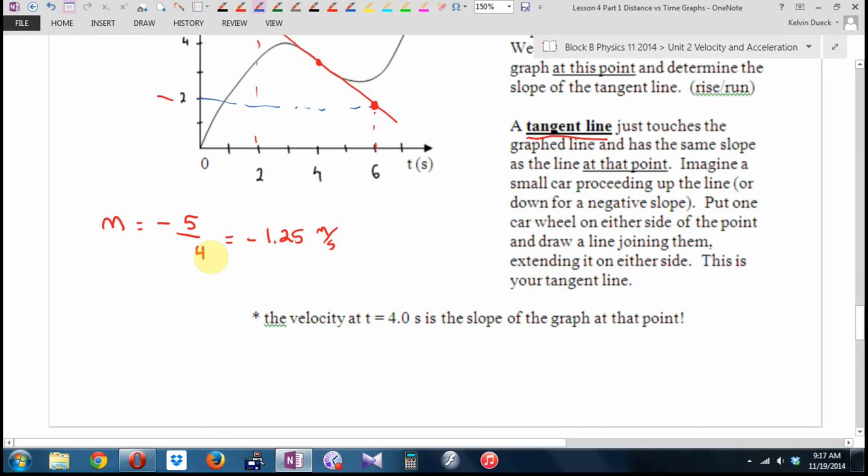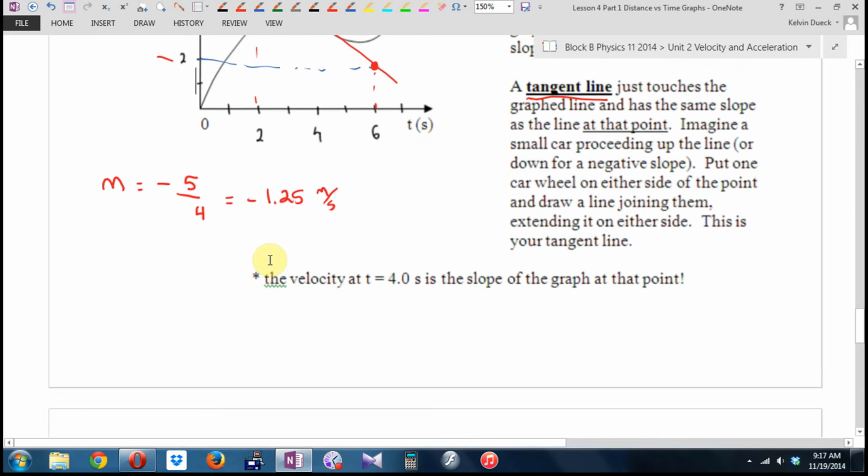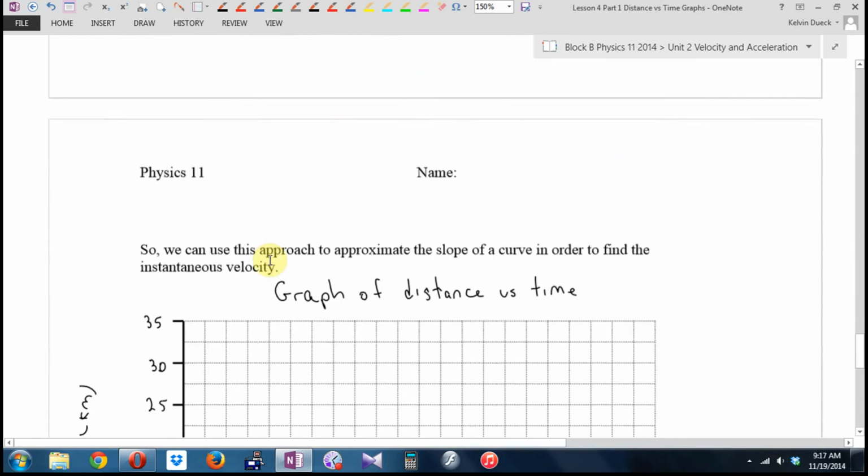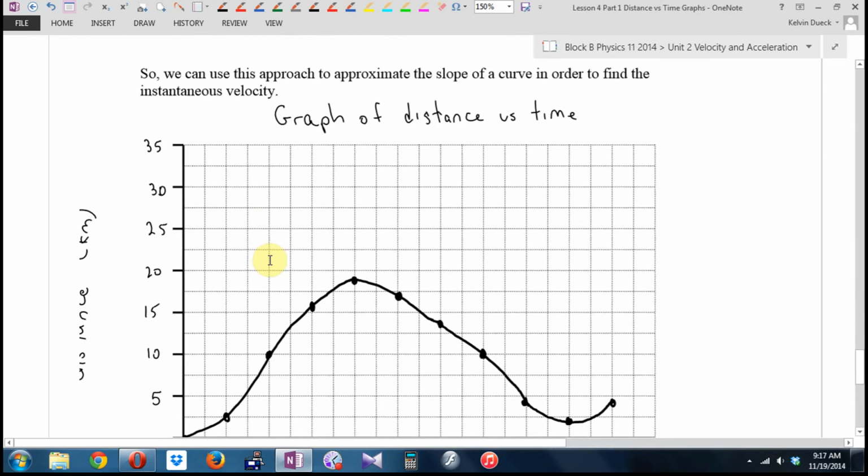So the velocity at time 4 is the slope of the graph at that point. I think at time 4, this is traveling approximately negative 1.25 meters per second, approximately. So, next page. By the way, I didn't check. Negative 4 divided by 5 is negative 1.25, right? I'm doing math in my head.